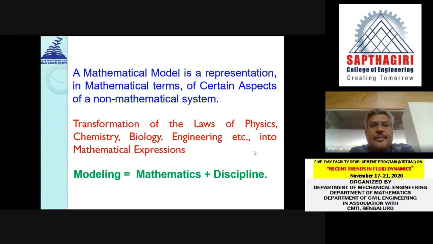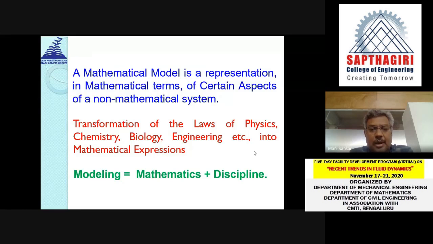So generally, as I said, a mathematical model is a representation in terms of mathematics of certain aspects of a non-mathematical system. Very nice definition. See, when we try to do a mathematical modeling of any physical system, that system is basically governed by some physical laws. It's not governed by any mathematical equation; you are converting those laws into the language of mathematics, and the end product will be a mathematical equation. So generally, we can transform the laws associated with the branches of physics, chemistry, biology, engineering, etc. into mathematical expressions.